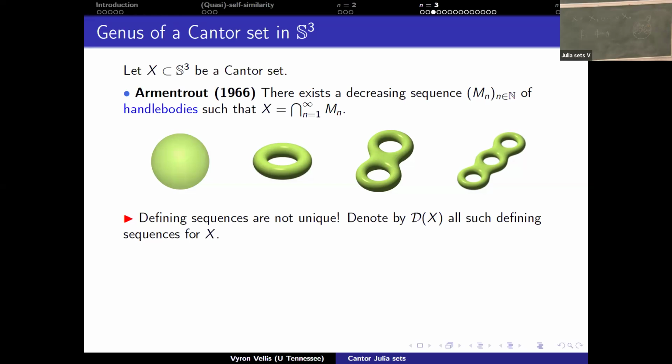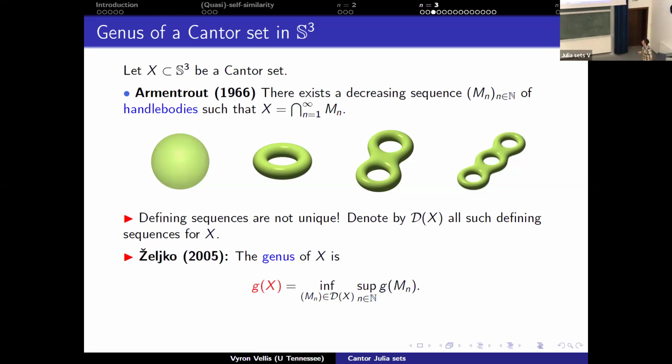But one might say, why would you attach handles? That would be silly, right? And that's exactly the spirit of Zelko's definition, right? So the genus of a Cantor set is this: you have a Cantor set and you try to find the defining sequence which is the most simple topologically that can create the set. So that's a formal definition. You have a Cantor set, you go over all the defining sequences of this Cantor set by handle bodies, and you calculate the supremum of their genera, and that will be your genus, okay?